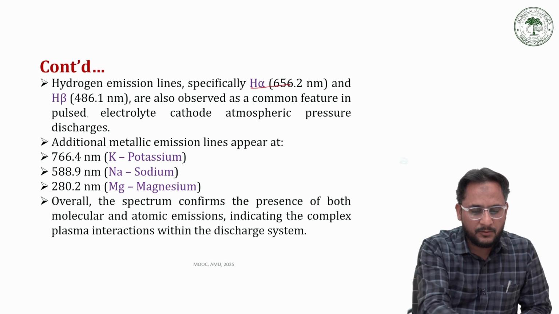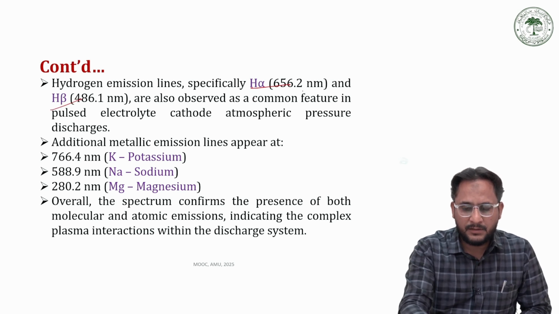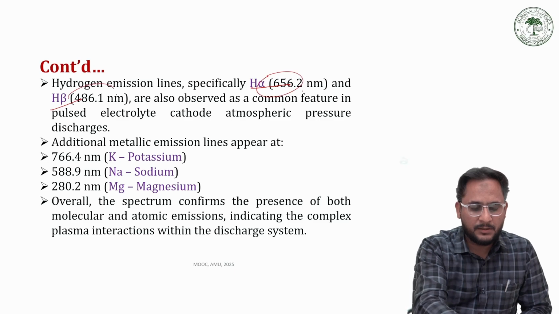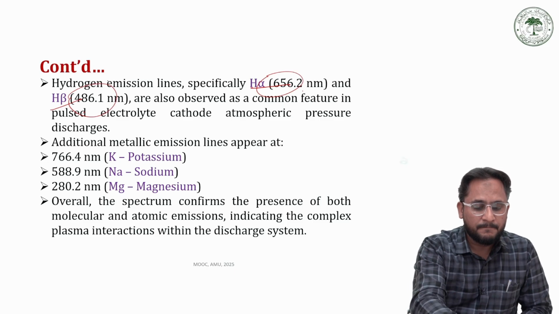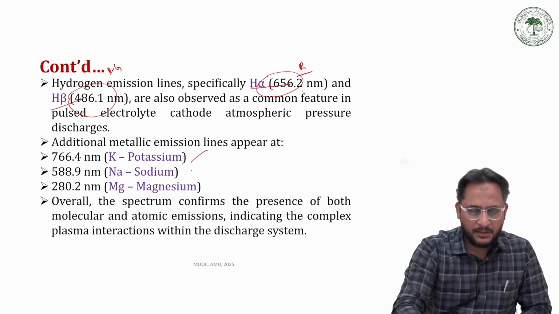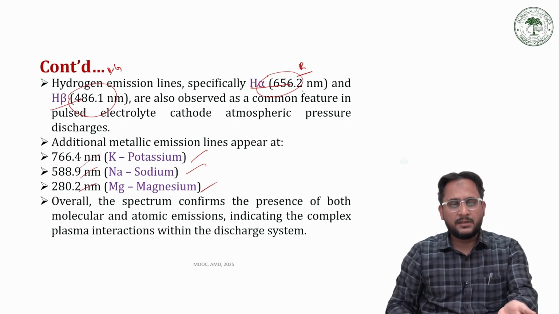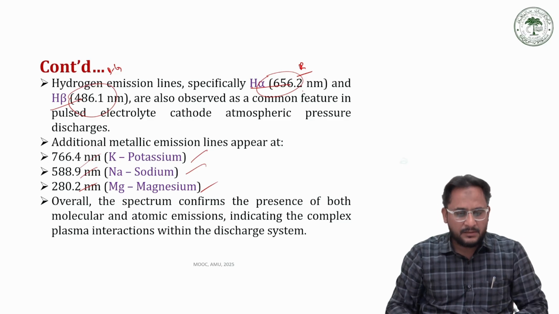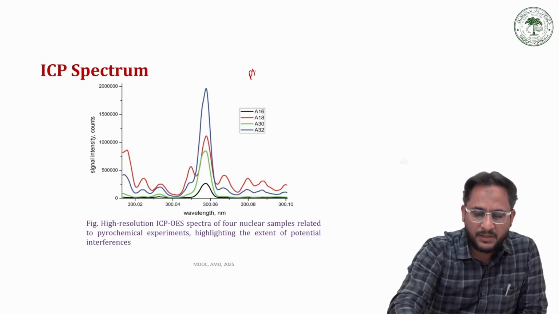These are the two hydrogen lines, H alpha and H beta, that occur at two different wavelengths. H alpha belongs to red color, and H beta, occurring at lower wavelength meaning higher energy, belongs to blue-green color. And these are for the metals sodium, potassium and magnesium, three lines that can be detected even by AAS as well. Here I am showing you an ICP spectrum of a plutonium sample, meaning a radioactive sample.